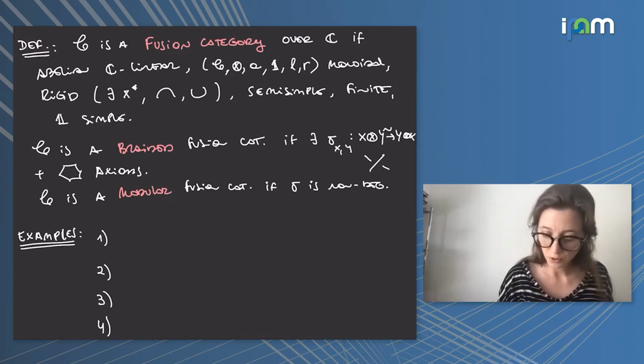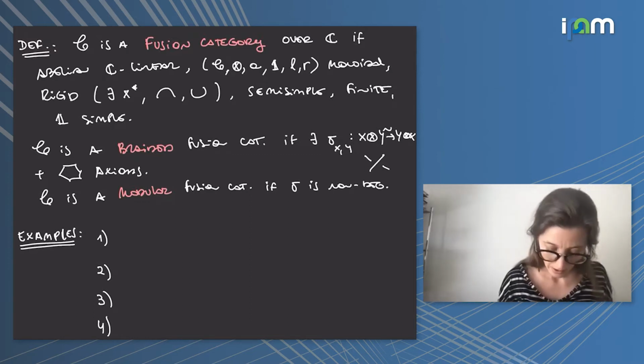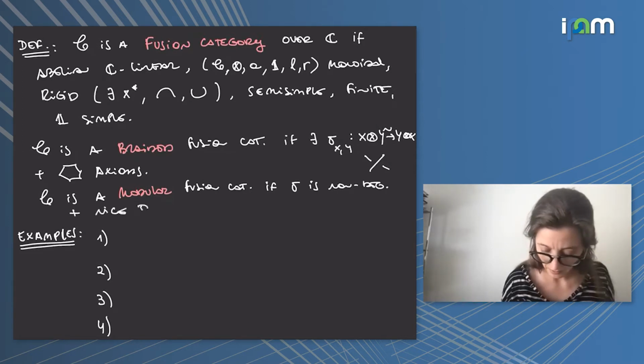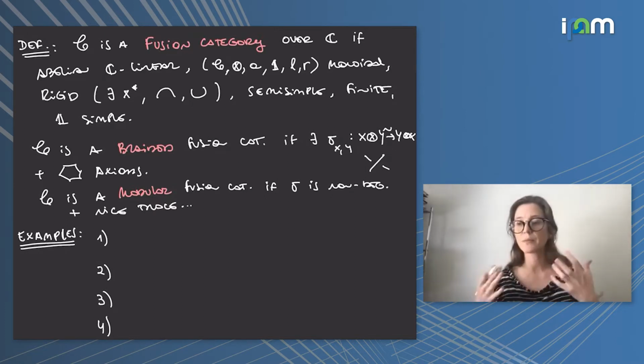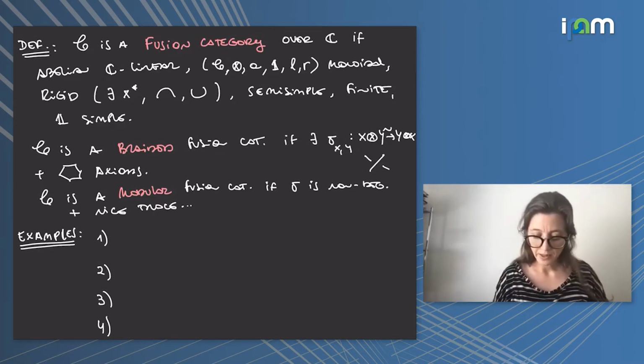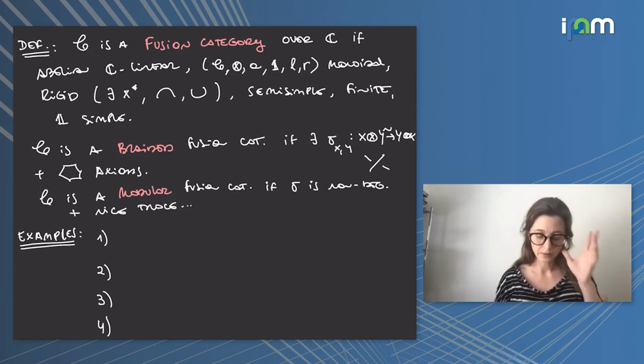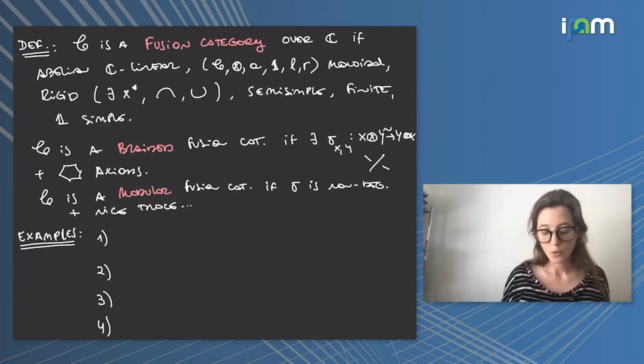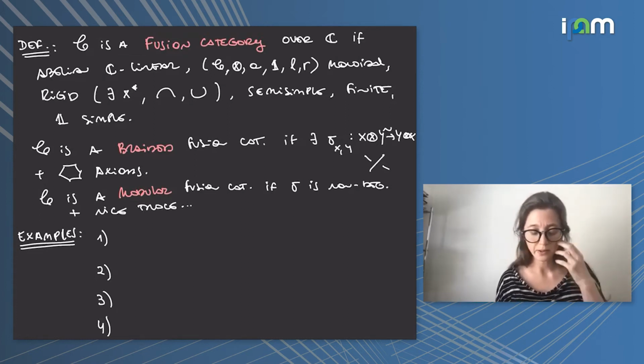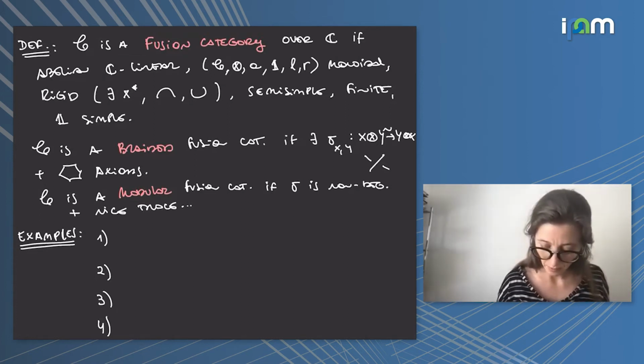And I also want to have some nice extra structure. Let's say that I have a nice trace, and I'm not being very specific here, but you have a nice trace. You can define some nice notion of dimension using it, and it behaves nicely. So let me tell you some examples that I know, some of which have already been mentioned.